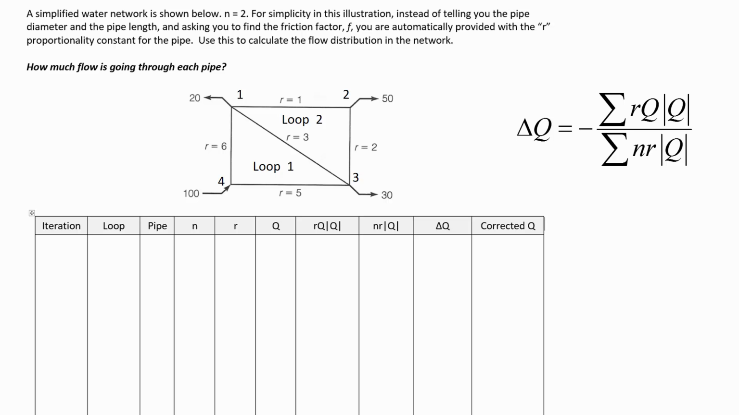What we're going to do now for the delta Q, this formula that's on the screen there, we want to have our delta Q equal to the negative of the sum of R times Q times absolute value of Q, so negative 26,775 divided by 1290. And so the delta Q that you should get is negative 20.756.